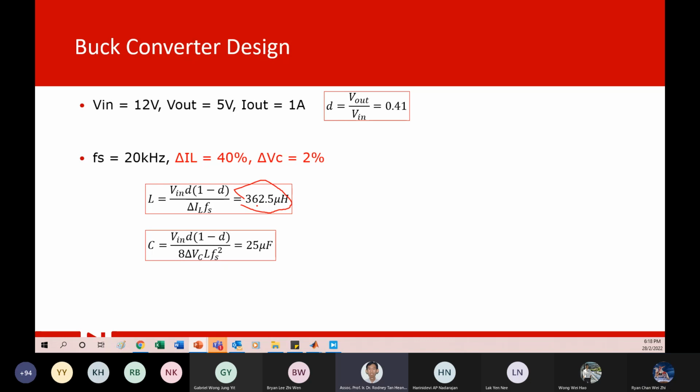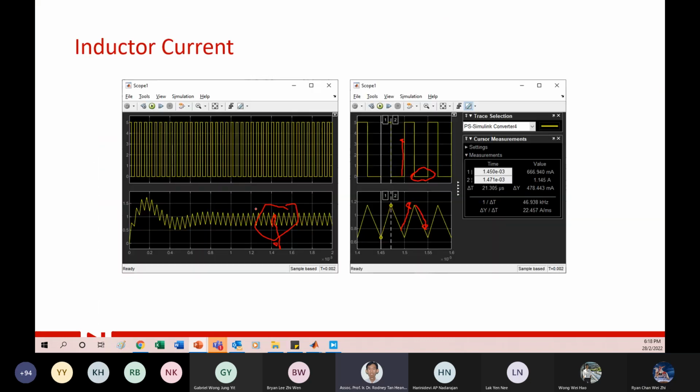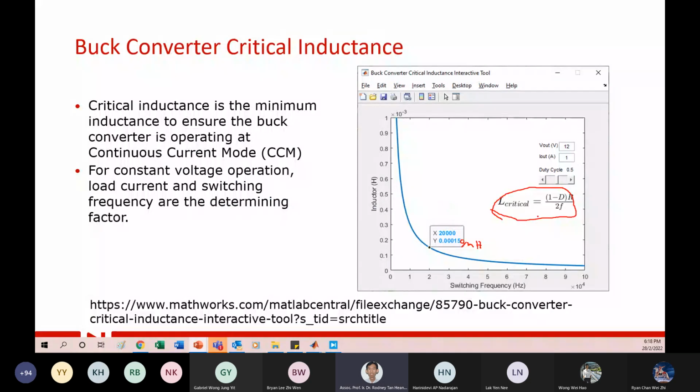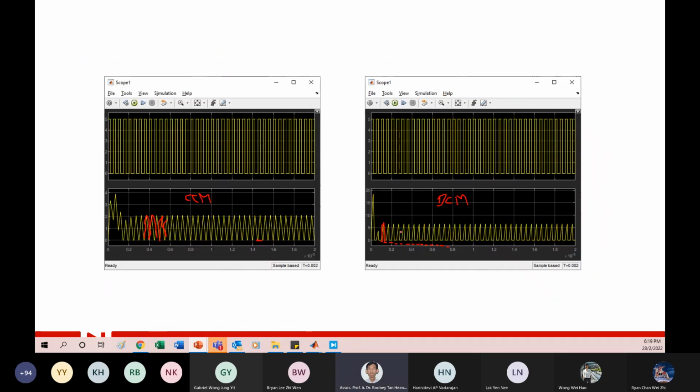If suddenly your design gives you an inductor that is lesser than the critical inductor, which in this case is 150 microhenry, let's say for some reason you end up with 100. Now 100 is lesser than the critical inductor. So what happens is you will end up like this one. You won't have a continuous supply of current. So that is one of the cases you need to look into when you come to DC-DC converters.